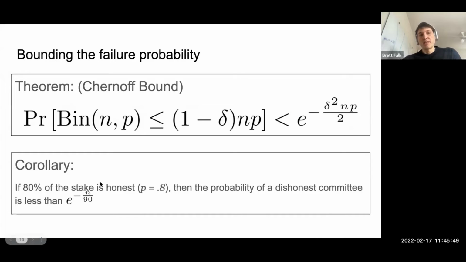And so in this case, if 80% of the stake is honest, so p is 0.8, then the probability of a dishonest committee decreases like e to the minus n/90. This is an upper bound. So you can be sure that you won't get a dishonest committee with more than this probability. So it decreases exponentially. If you make n big enough, you can make your probability of a bad committee go to 0 exponentially quickly. And this is the determinant. This is how they choose how big their committees are going to be.